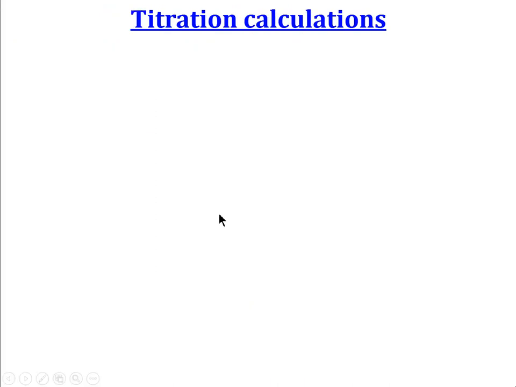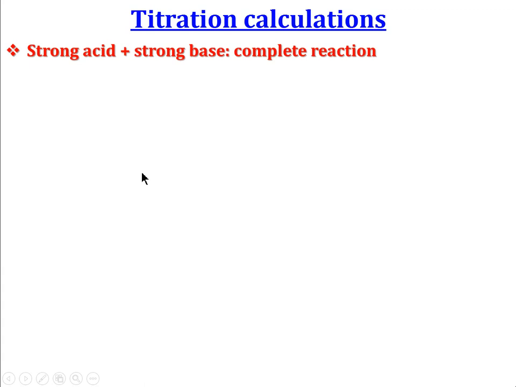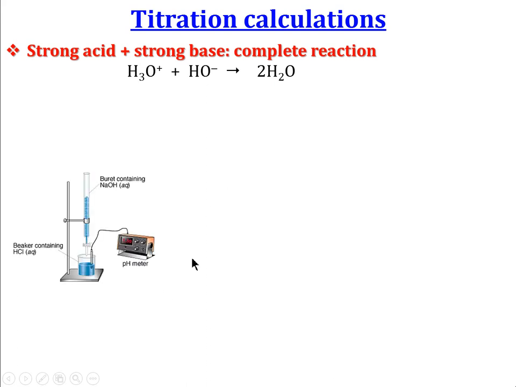Titration calculations. Consider the titration of a strong acid and a strong base. We have a complete reaction: H3O plus plus OH minus gives 2H2O. So the acid is in the beaker and the base is in the burette, and we measure the value of the pH.